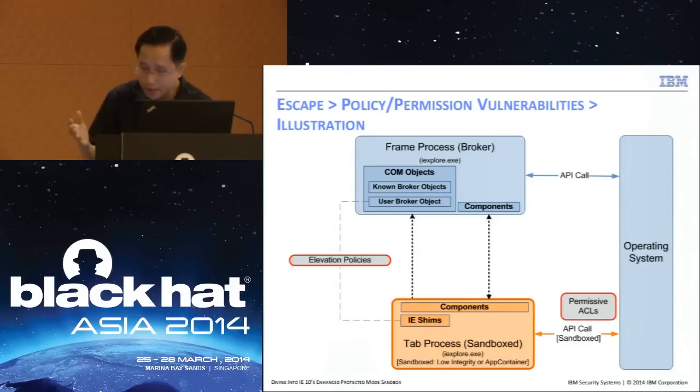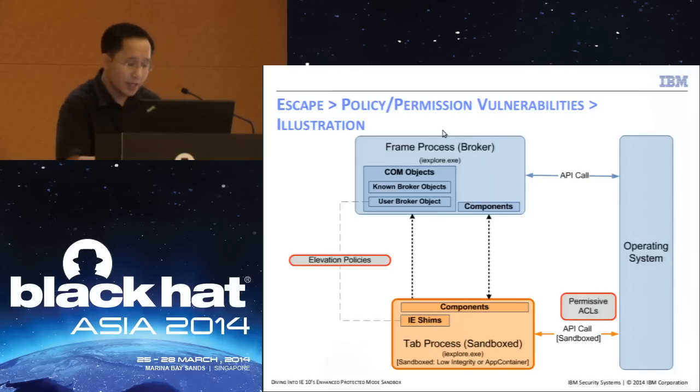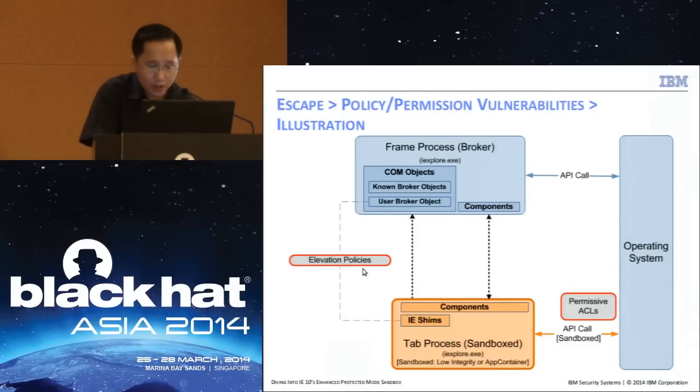So to illustrate, policy or permission vulnerabilities involve permissive sandbox policies, which in the case of IE means permissive elevation policies. This also includes looking for resources which the sandbox process still has write access to. If those resources are being read by a higher privilege process, then that might be an opportunity for sandbox escape.